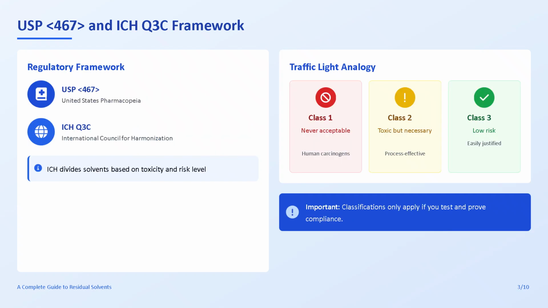In the US, residual solvent testing is governed by USP 467, which is aligned globally with the ICH Q3C guideline. These regulations categorize solvents based on toxicity. Think of the classification system like a traffic light. Class 1 is red, solvents that are never acceptable with high toxicity. Class 2 is yellow, solvents that pose moderate risk but are often necessary in production. Class 3 is green, solvents with low toxicity and minimal concern.